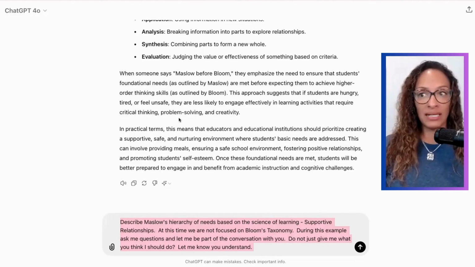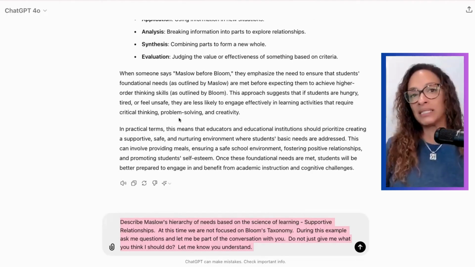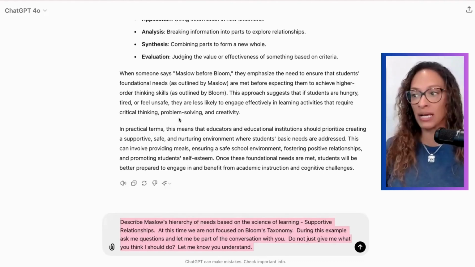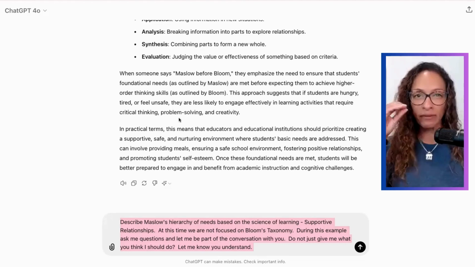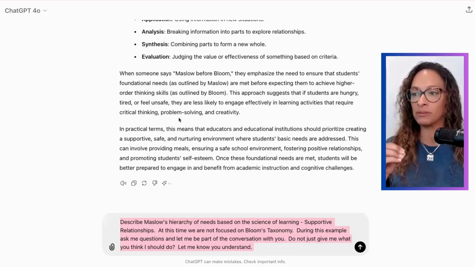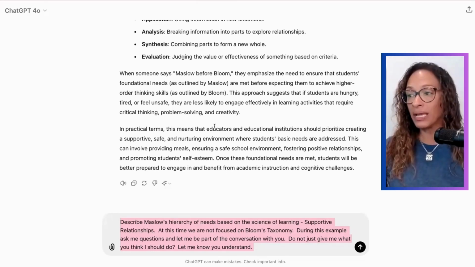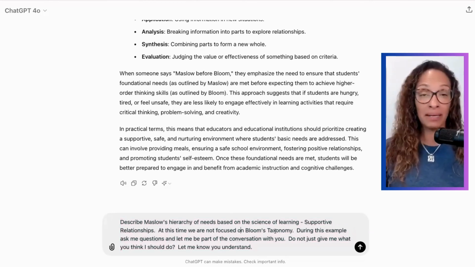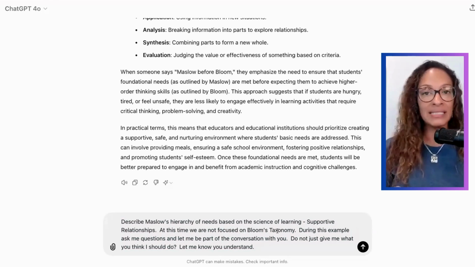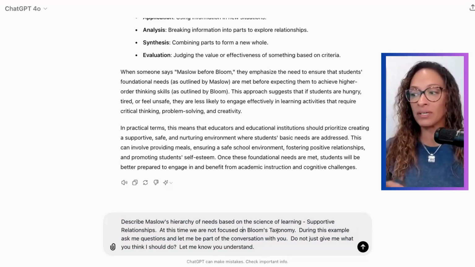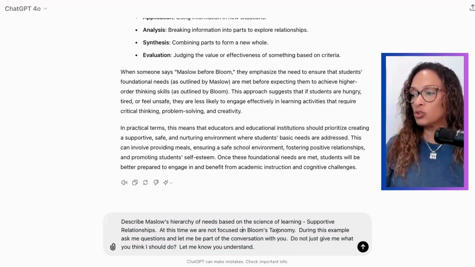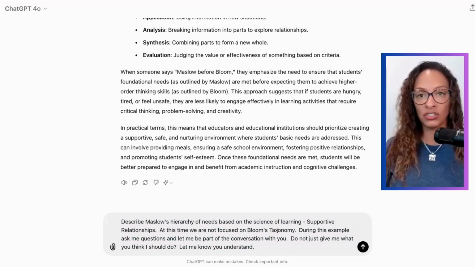This is what I have decided to do: I'm going to give ChatGPT a prompt this time. Describe Maslow's hierarchy of needs based on the science of learning, supportive relationships. So I'm only going to focus on supportive relationships. At this time, we are not focused on Bloom's taxonomy. I'm telling you what I don't want it to add, because it's in this chat, it might want to integrate all of that. During this example, ask me questions and let me be part of the conversation with you. Do not give me what you think I should do. Let me know you understand.